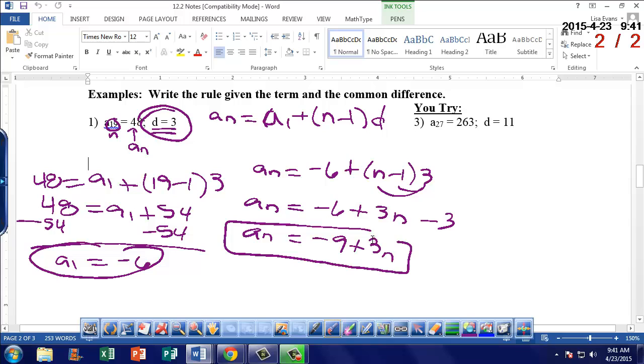Okay, I want you to follow exactly what I did on this you try. So this time, you're going to plug 27 in for n. You're going to plug 263 into a sub n, and obviously this goes in for d. You're going to solve for a sub 1, and then you're going to replug a sub 1 and d back in. Follow my work.